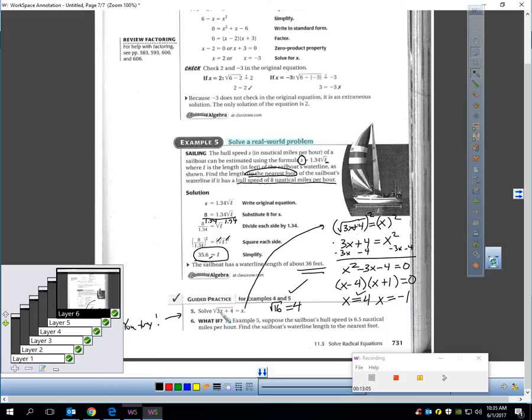If I plug in negative 1, I have 3 times negative 1, which is negative 3, and negative 3 plus 4 is 1. And on the other side, I have negative 1. Is the square root of 1 negative 1? No, the square root of 1 is 1. So this is an extraneous solution. My answer to the problem is only 4.